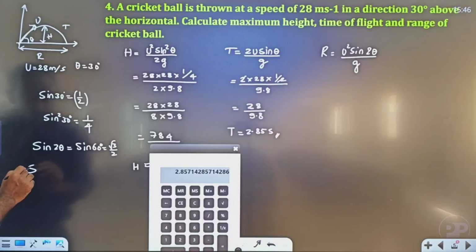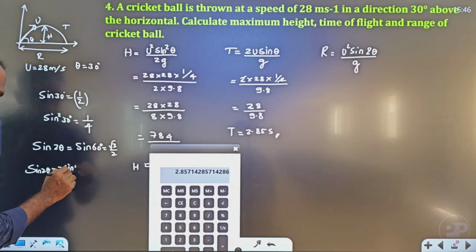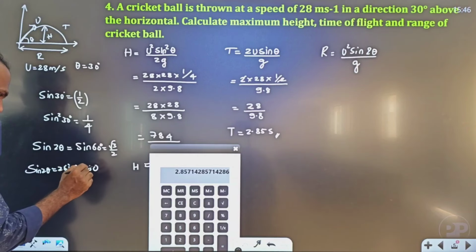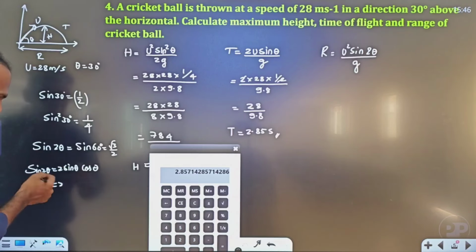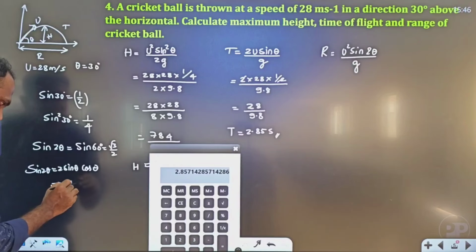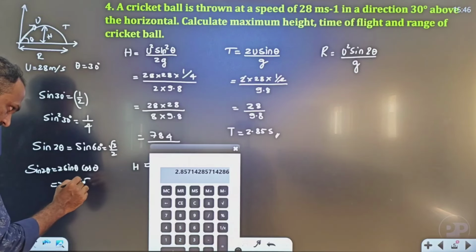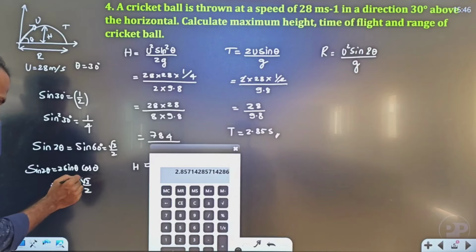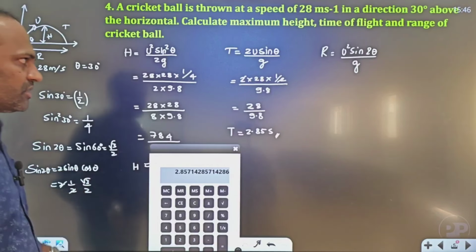Or you can write it this way. The formula for sin 2 theta is 2 sin theta into cos theta. Substitute 30 degree here. Sin 30 degree is 1/2, cos 30 degree is √3/2. So the 2 cancels and we get √3/2. Same answer we will get.